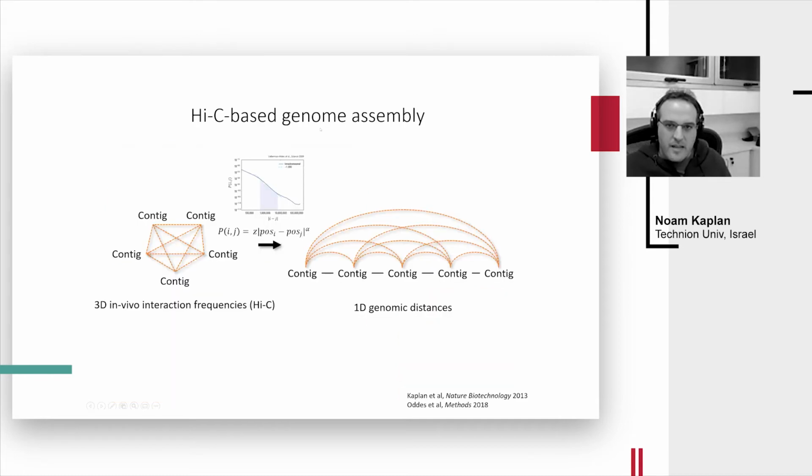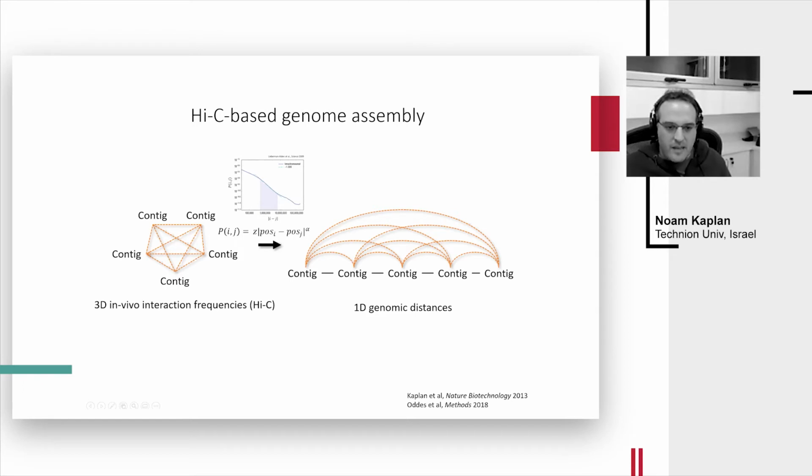This gave us the following idea: if you now have a set of contigs and you don't know how they are arranged, and you measure the interaction frequencies between them, you can use the model that we learned. If I know the probability of interaction, and it's linked this way to the genomic distance, I can use this exact model to find the positions of the individual contigs. And it turned out this works really, really well.